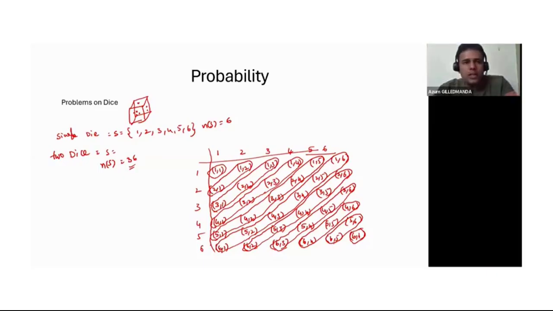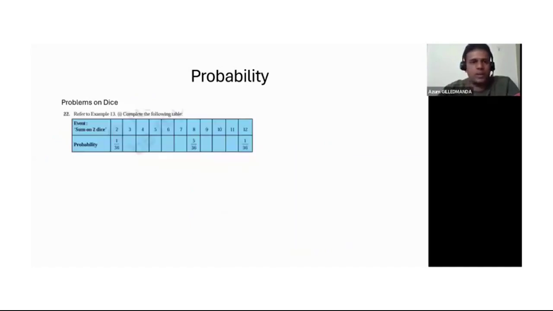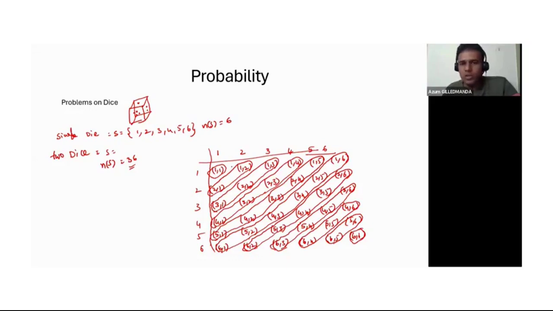Okay, so in the next, let's have a look. What kind of problems can be asked here, right? If you look at here, we need to fill this, okay? Event is sum of 2 dice. So when we throw 2 dice, you will get one number on the first die and another number on the second die. If we add the two numbers, whatever we get, that is the sum. So here they're asking what is the probability of getting 2, that they have already denoted 1 by 36. And we also know there is only one possibility of getting a sum of 2.